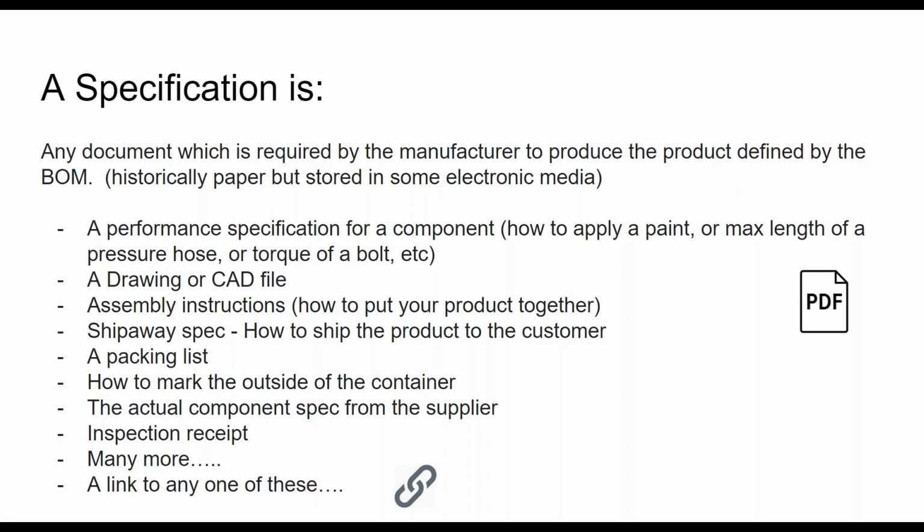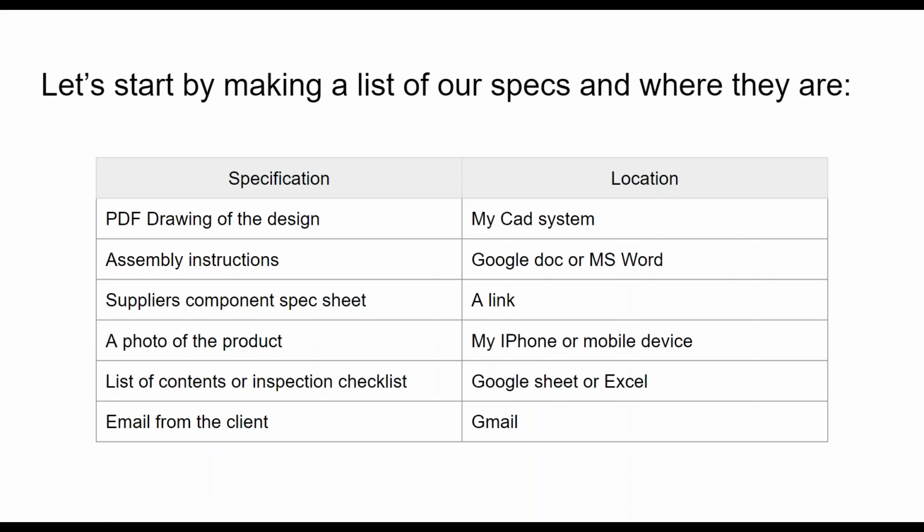Of course, there's a specific specification from the supplier. That's always useful. Inspection and certification reports and all kinds of other things that can go along with that. And keep in mind that these might be documents, standalone documents on your computer. They may also be links to things, especially like supplier specifications and things.